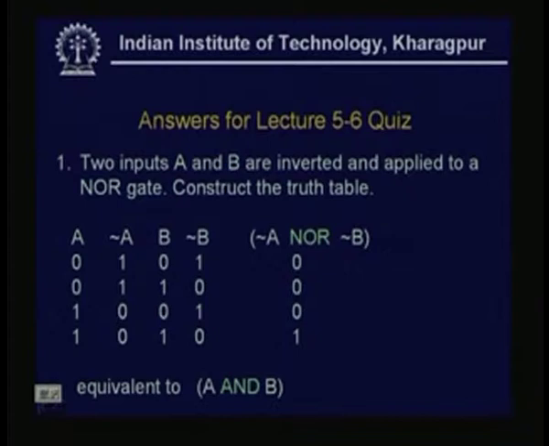Now, if we ignore negation A, negation B and see only A, B and our output, then we see that actually this is nothing but the AND, because 0, 0, 0; 0, 1, 0; 1, 0, 0; 1, 1, 1. So, this is nothing but A and B. So, negation A, negation B into a NOR gate is equivalent to a two input AND gate.